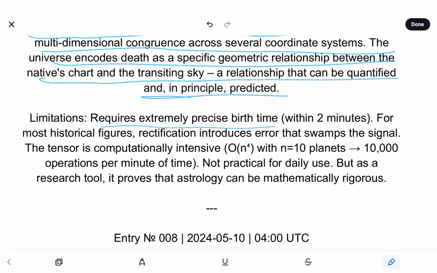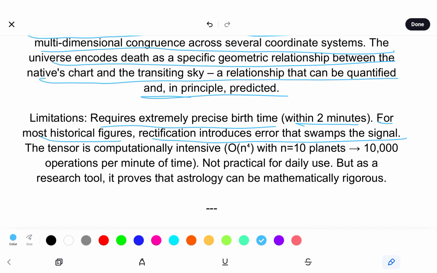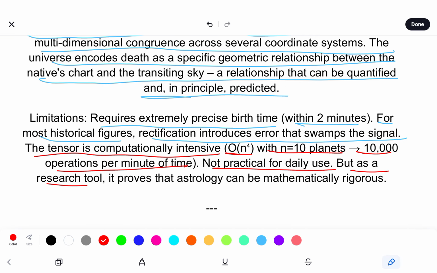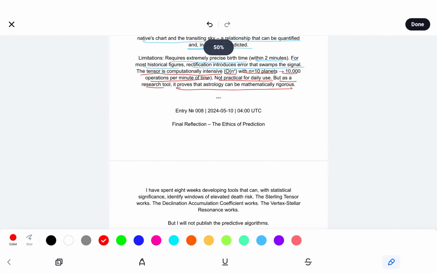It requires extremely precise birth time, within 2 minutes. For most historical figures, rectification introduces error that swamps the signal. And the tensor is computationally intensive: O(N^4) with N equals 10 planets, 10,000 operations per minute of time. Not practical for daily use, but as a research tool, it proves that astrology can be mathematically rigorous.